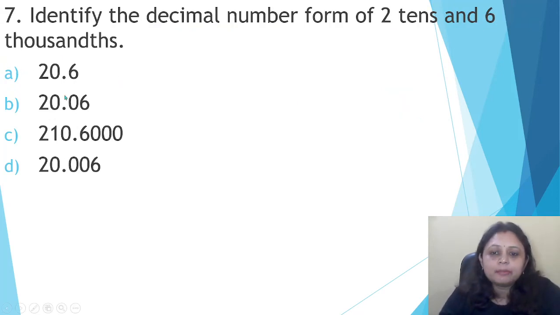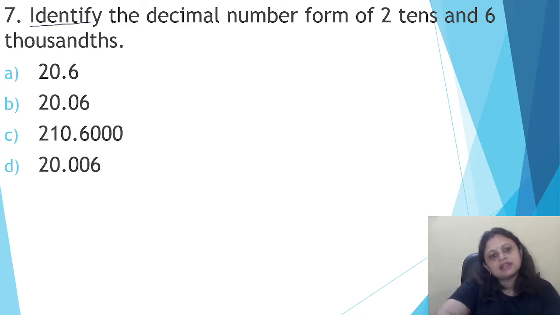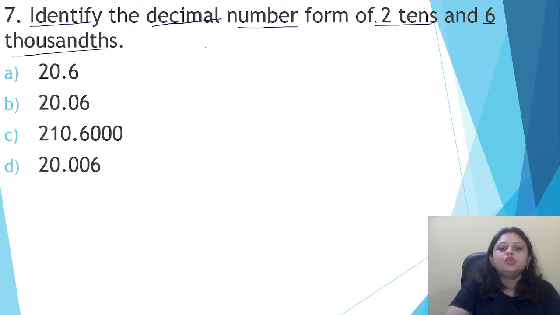Identify the decimal number form of 2 tens and 6 thousands. Option A 20.6, B 20.06, C 210.6000, D 20.006. So in the question, it is asked to identify the decimal number form of 2 tens and 6 thousands. 2 tens means it is 20, plus 6 thousands. That means 6 by 1000, right?